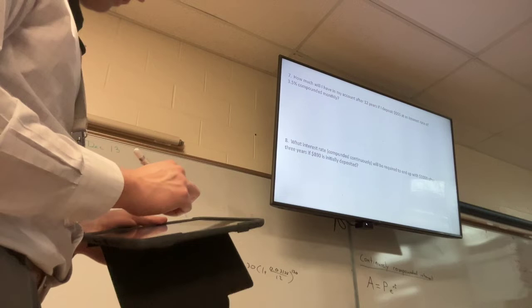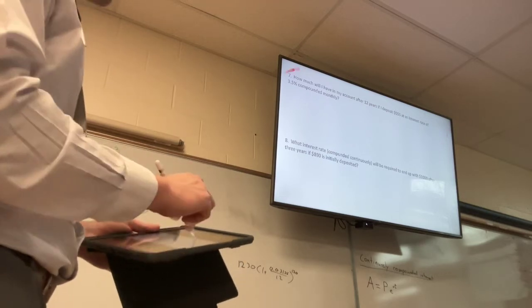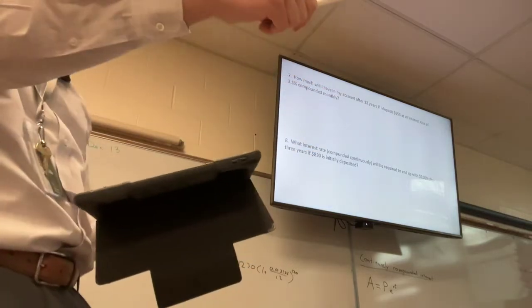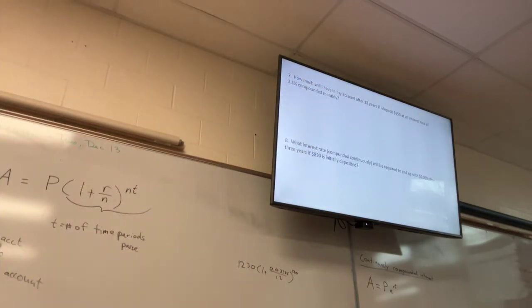So here we go. Which formula am I going to use for this, first of all? Am I going to do continuously? Is it compounded continuously, or is it compounded some other rate? It's compounded monthly, so I'm going to use the compound interest formula, okay? What variable are they asking me for? A. They want A. So we're just going to leave it as A for now since we don't know what it is.